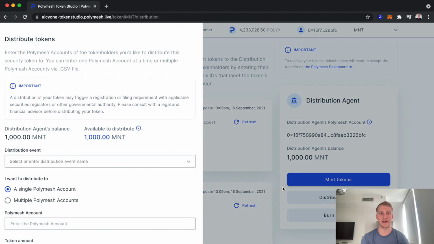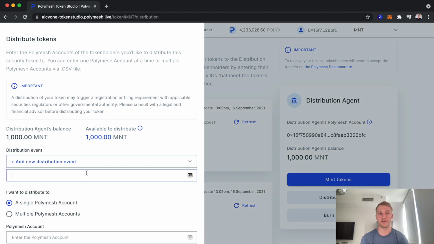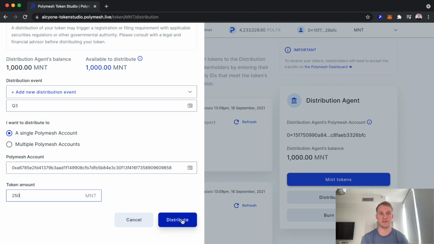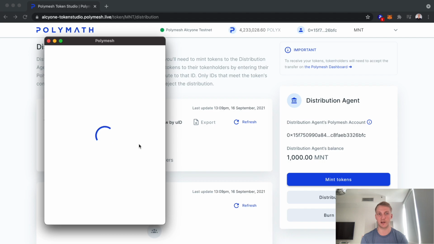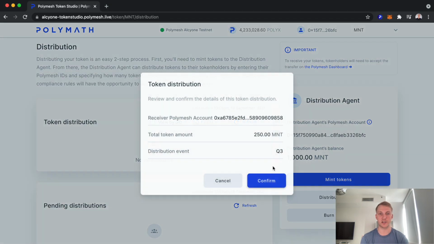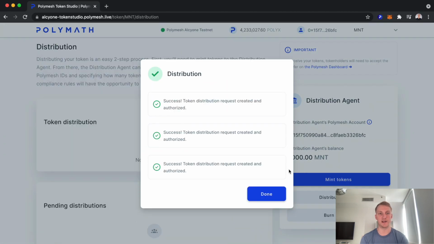Here I've minted 1,000 MNT tokens, and I want to distribute 250 of those tokens to Alice. So I'll call this distribution event Q3. I'll distribute to a single account, but I could distribute it to multiple, 50 at a time using a CSV file, or even more if I wrote a script that plugged into the Polymesh SDK.